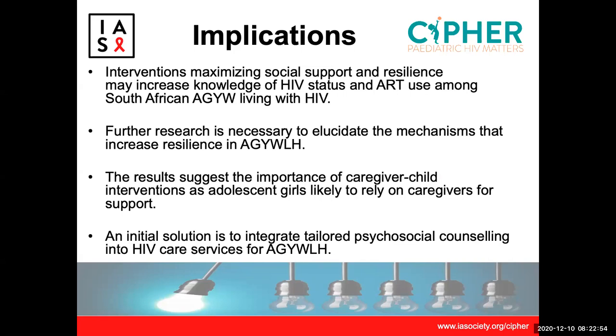The results also suggest the importance of caregiver child interventions, as adolescent girls are still likely to rely on their caregivers for support. And an initial solution may be to integrate tailored psychosocial counseling into existing HIV care services for adolescent girls and young women living with HIV.